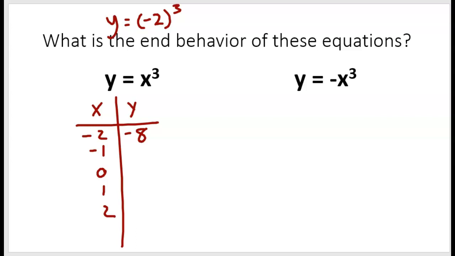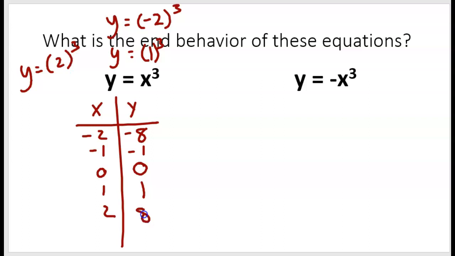If you plug in -1, you're going to get -1. If you plug in 0, you get 0. Now let's watch what happens when I plug in a +1. 1 to the third power is 1. What happens when you plug in 2? 2 to the third power, 2 times 2 times 2, is +8. So as you guys can see here, if you have an odd power, the negatives don't get canceled.